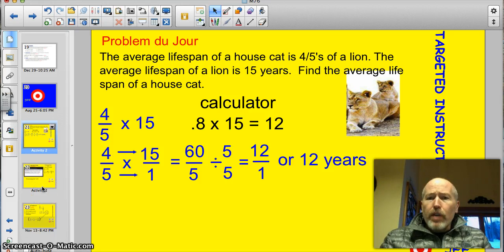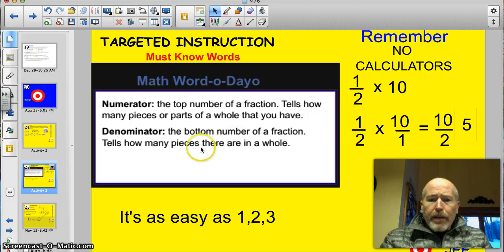Let's take a look at some vocabulary you might want to refresh yourself on. All right, numerator. The numerator is the number on top. It tells you how many pieces that you have. The denominator is the number on the bottom. It tells how many pieces in a whole. So you have one piece out of 2 in a whole. 1 out of 2. Kind of sounds like a ratio.